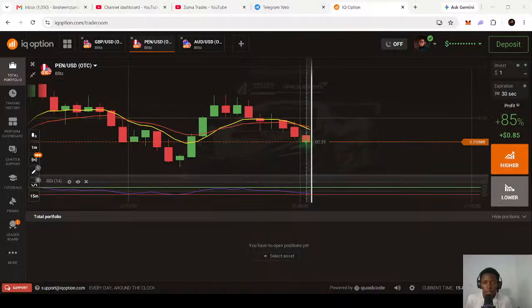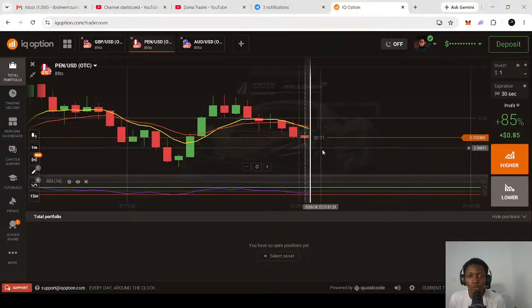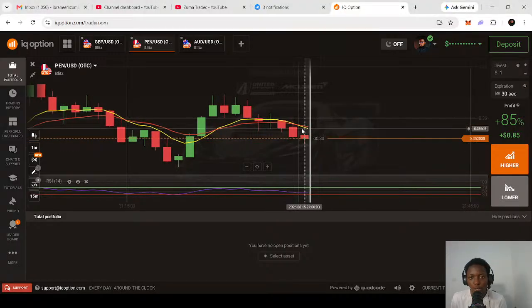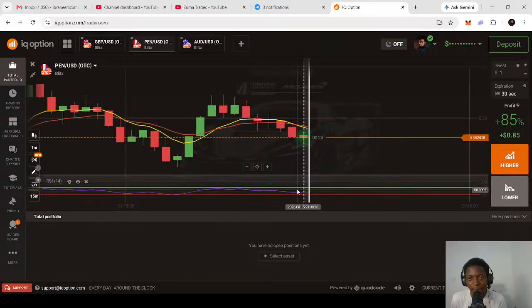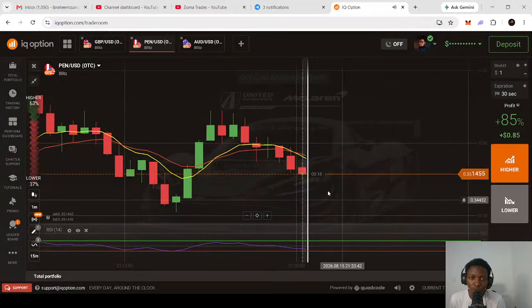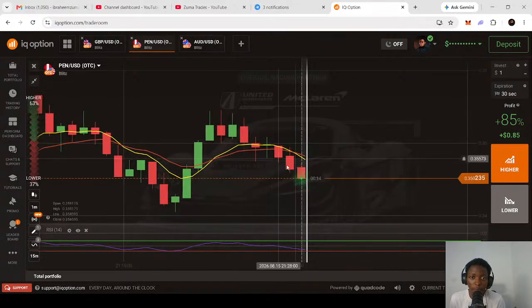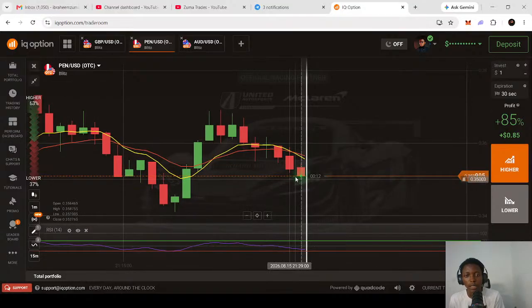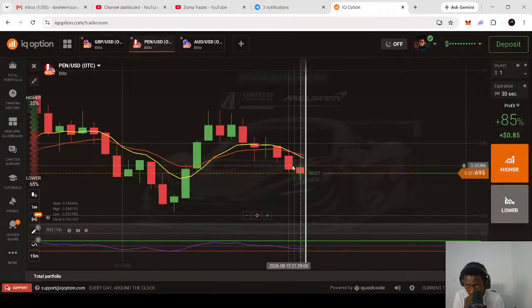So here we are. I'm gonna increase this a little bit so that you can see me clearly. And so we are having a cross around here, and it seems like the market is in a bearish momentum, and the RSI is below 50, and that might be a good signal or a good entry for us. But we're gonna wait a little bit for this candle to close before we make a decision.